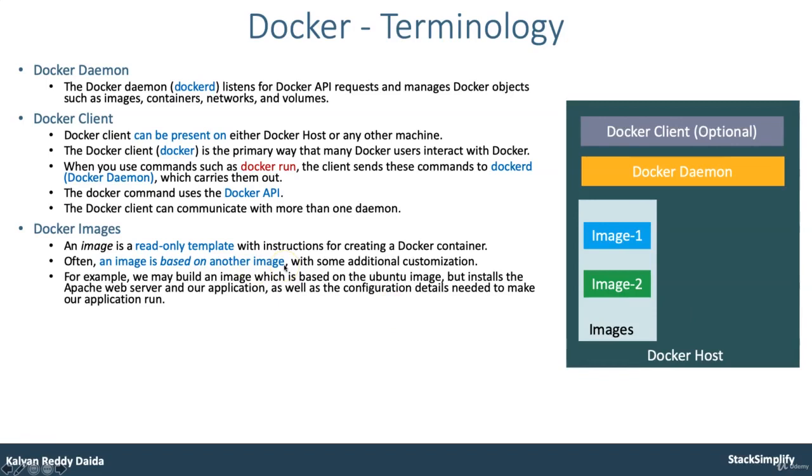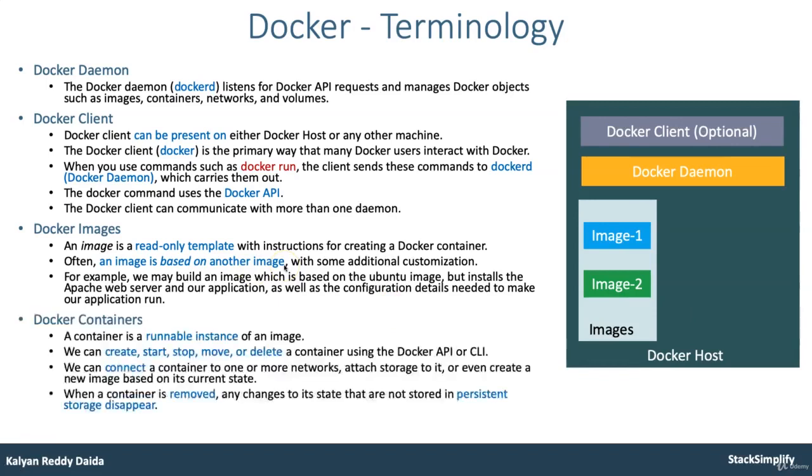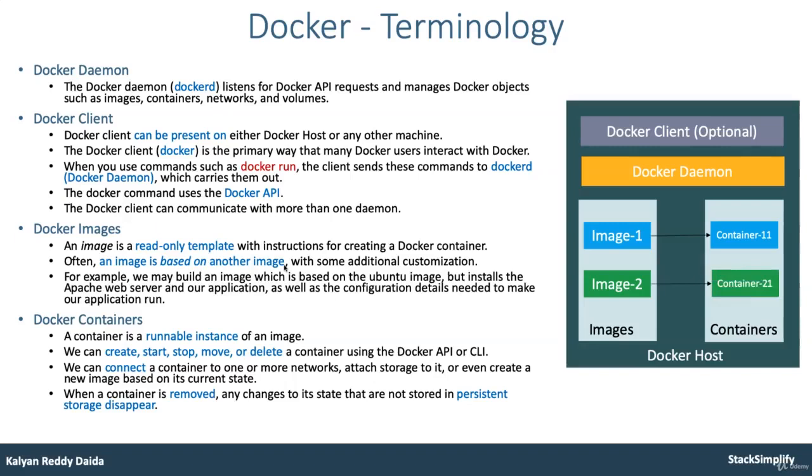Moving on from Docker images, the next thing is Docker containers. A container is a runnable instance of an image. We can create, start, stop, move, or delete a container using the Docker API or CLI. We can connect a container to one or more networks, attach storage to it, or even create a new image based on its current state. When a container is removed, any changes to its state that are not stored in persistent storage disappear. That's the most important point from a containers perspective.